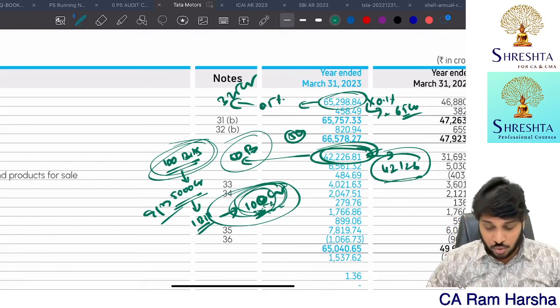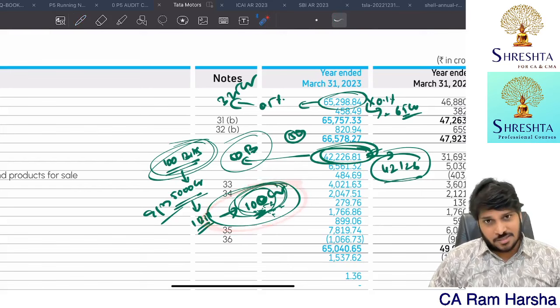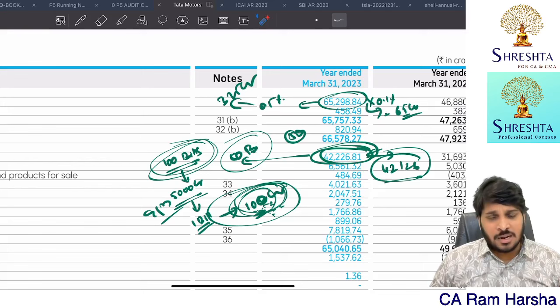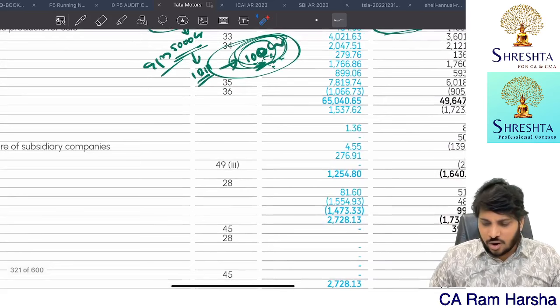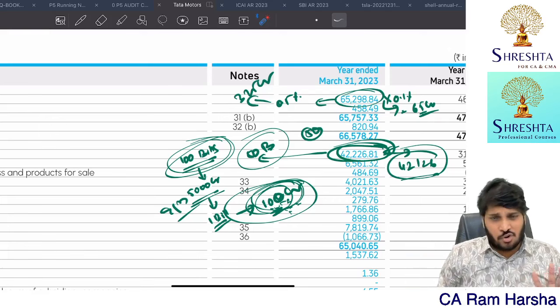I asked him politely, sir, please rectify this in the accounting. Please pass an adjustment entry, prepare the revised trial balance, and accordingly prepare the P&L amount, and accordingly modify the profit figure, accordingly modify the reserves and surplus figure in the balance sheet, everything. I told him very politely.